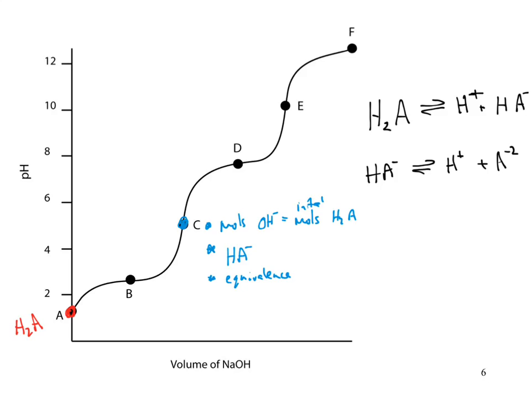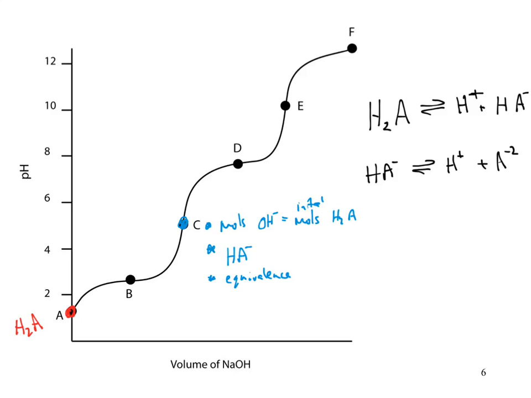The base is reacting with another acid. HA minus has some acidic hydrogens. So as we add more base, the base pulls this hydrogen off, and what happens? Equilibrium's messed up. HA minus generates another hydrogen. Says, ha, I'm not going to shift the pH anymore. And we get yet another level off, through point D.